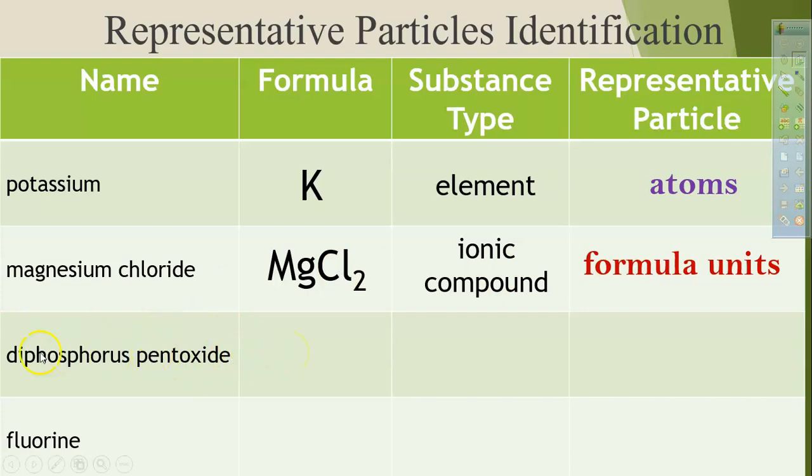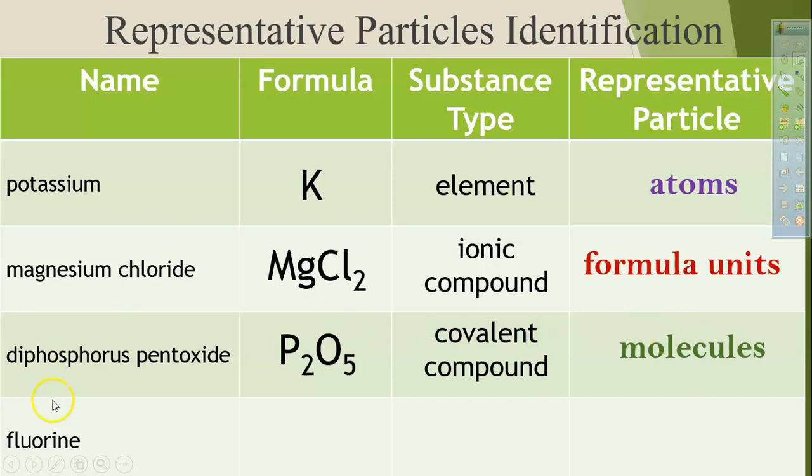Diphosphorus pentaoxide. Okay, well that is going to be P2O5. Remember, for covalent compounds, you get to use the prefixes, and the prefixes tell you the number of atoms of each one of those elements in the compound. And as I said, it's a covalent compound. We can call those things molecules.